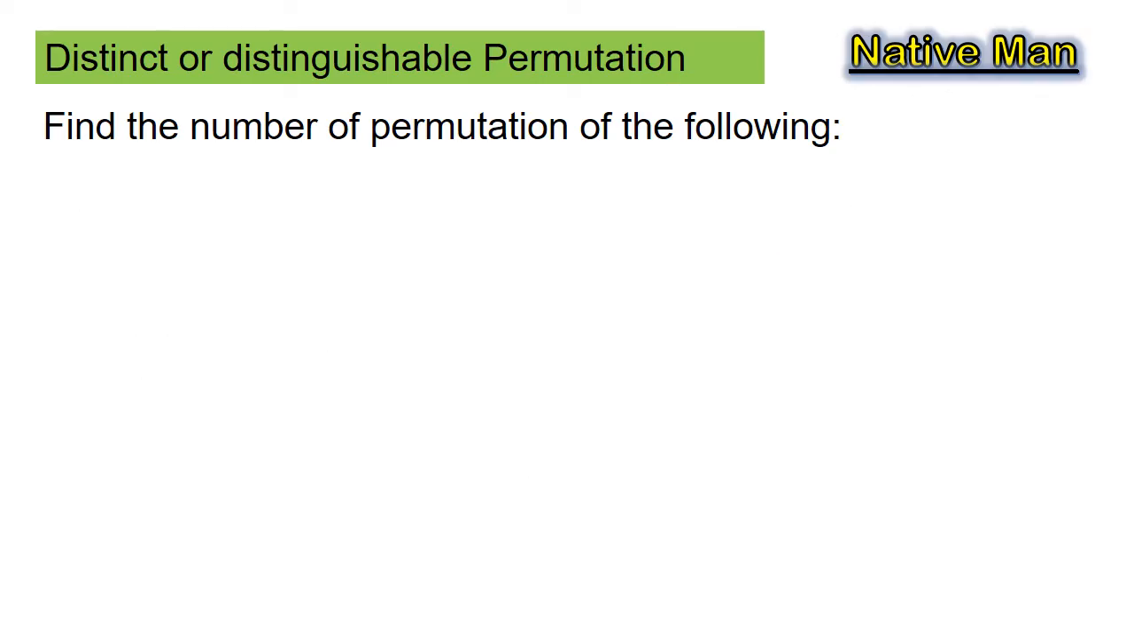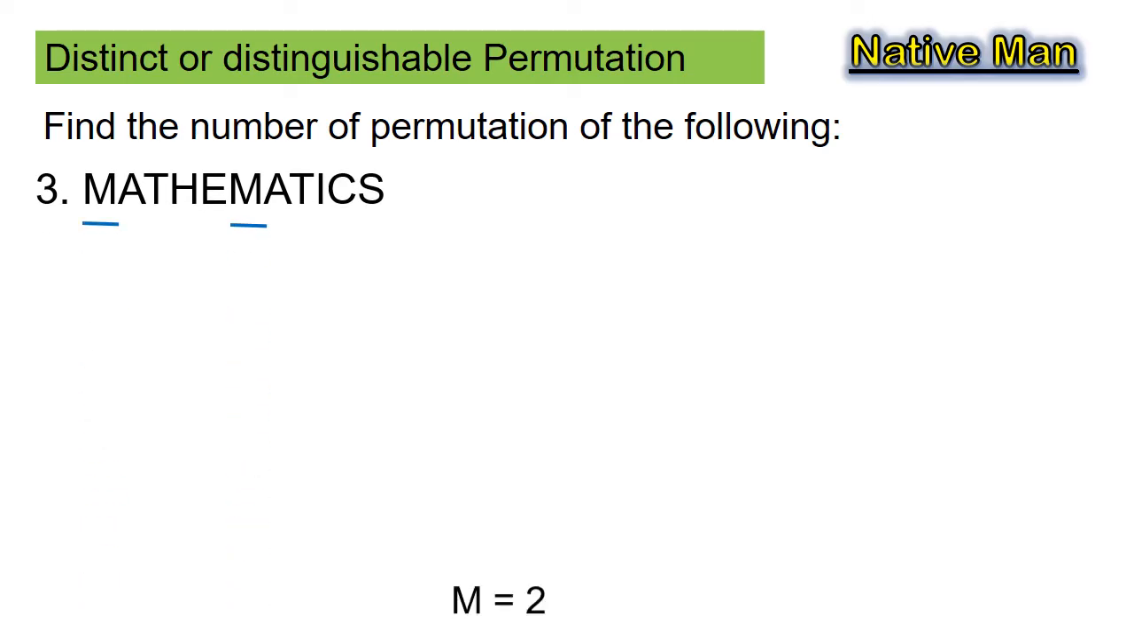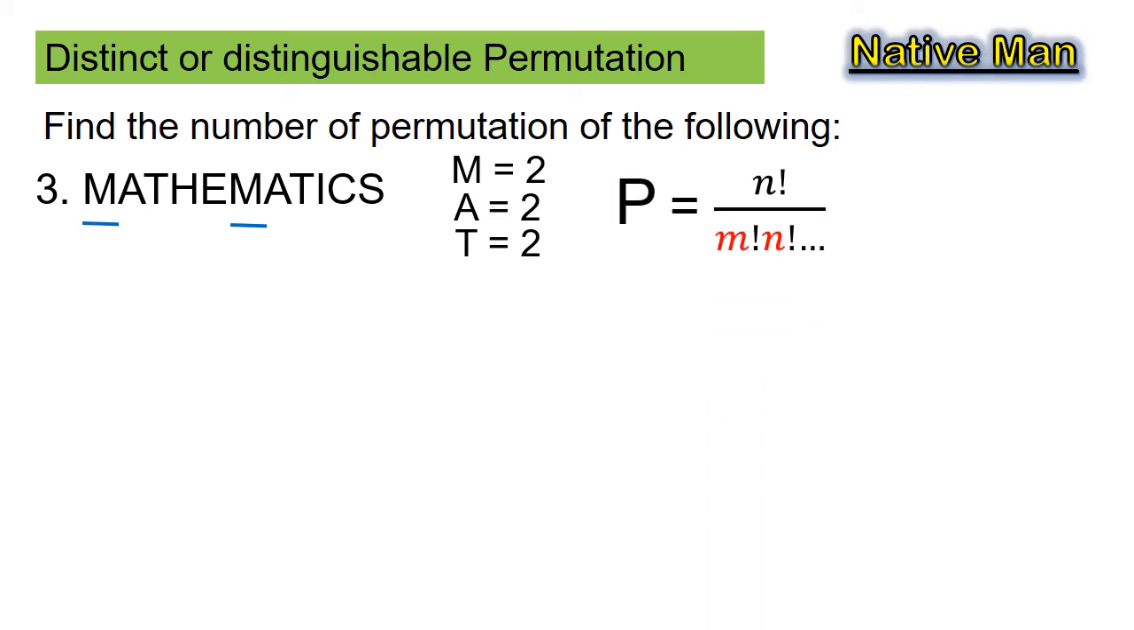Okay? So, number 3 word that we're going to solve is mathematics. Okay? So, yung M po natin dyan ay how many? There are 2 M. The next is A. So, how many A? Dalawa po. Then, yung T, there are also 2 T. Meron pa po bang magkapareho? Wala na po. So, again, we use the formula.